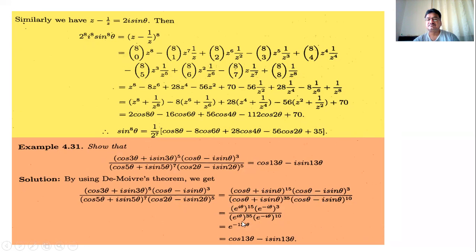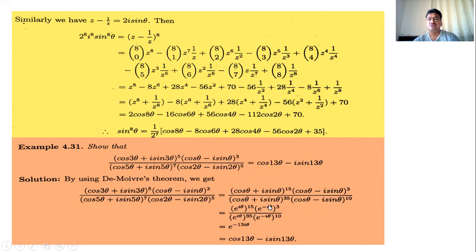Similarly here, e raised to i theta raised to 15 divided by e raised to i theta raised to 35. Using x raised to m divided by x raised to n is x raised to m minus n, we get 15 minus 35. Okay, right? What is the answer? Minus 20. So e raised to minus 20 i theta.